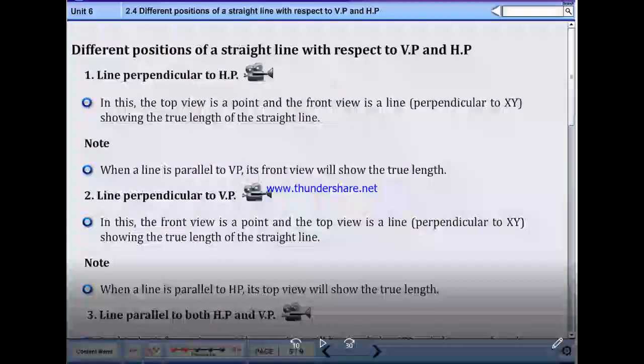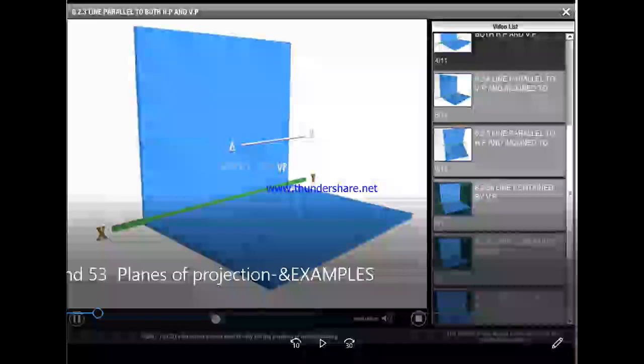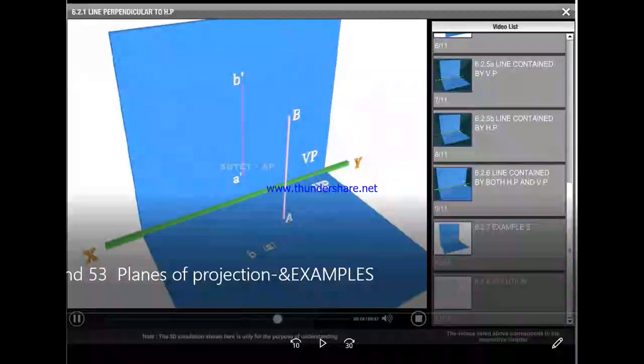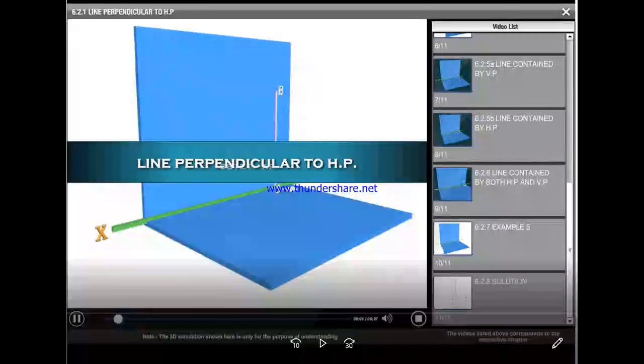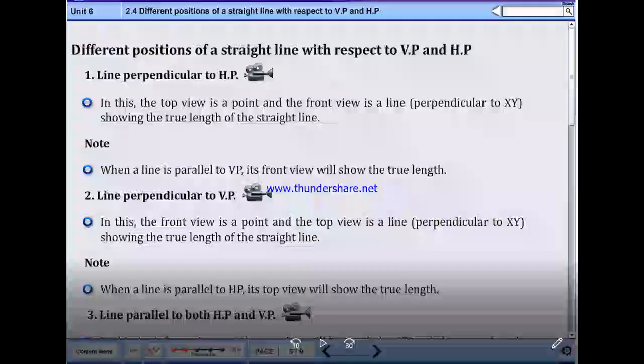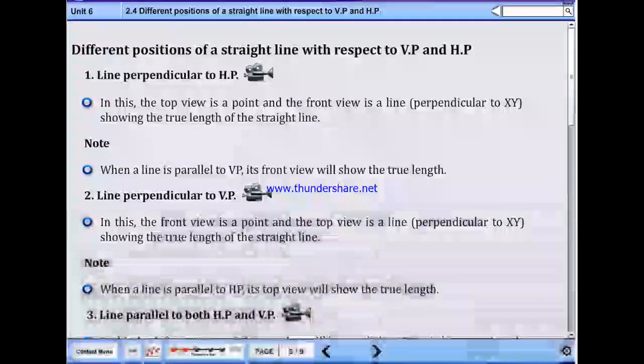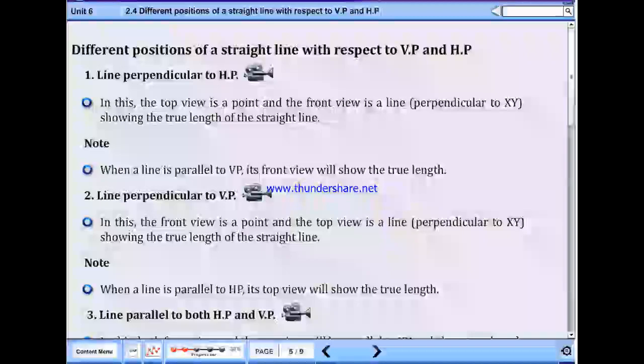Number 2, line perpendicular to VP. In this, the front view is a point and the top view is a line perpendicular to XY line showing the true length of the straight line. Note down all the points. Now next note, when a line is parallel to HP, its top view will show the true length.